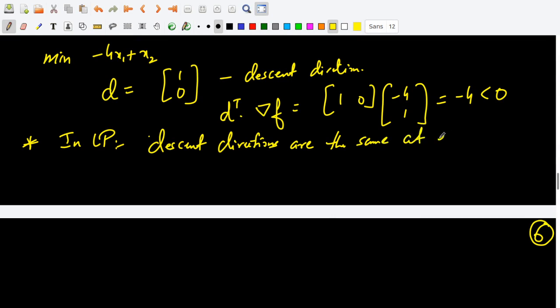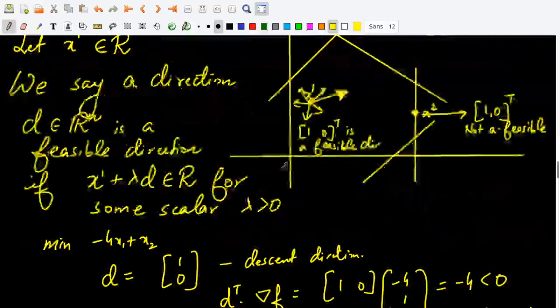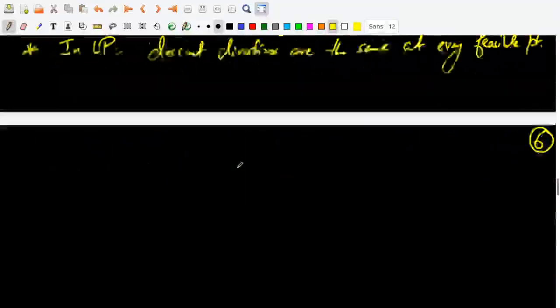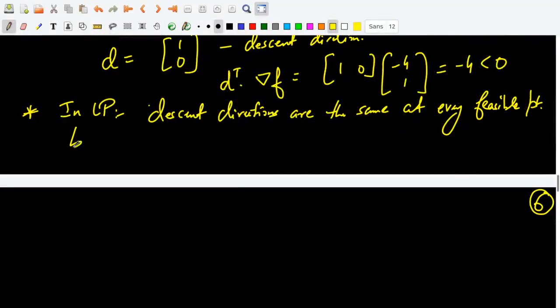Same at every feasible point. So you pick, for example, (1, 0) is a descent direction at x1, but it is also a descent direction at x2, even though it may not be feasible, but at least the objective will go down if I try to move towards the right. And that happens because my gradient is constant. It's independent of where I am currently.